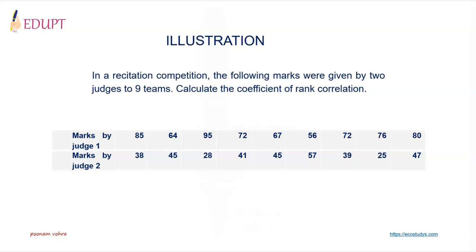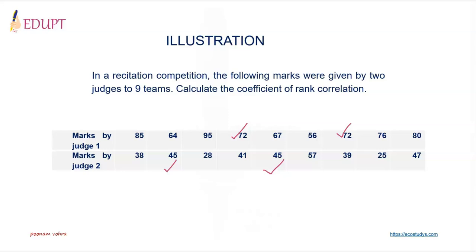Have a look at this illustration. Here marks are given by two judges in a recitation competition to 9 teams. Have a close look at the marks. Judge 1 has given the same marks to two teams, that is 72. Judge 2 has given the same marks, that is 45, to two teams. Keep in mind that in series 1, marks are repeated once. In series 2, also marks are repeated once.